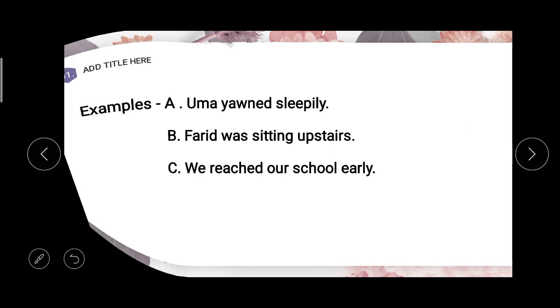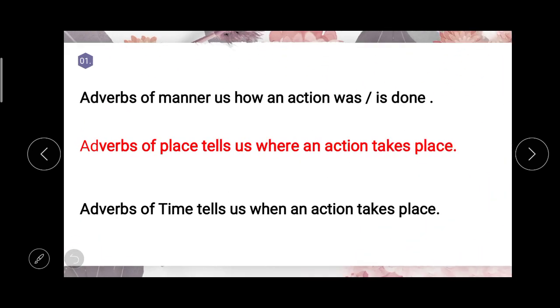So here, let me show you the definition of each of these three kinds of adverbs. Number one, adverbs of manner tell us how an action was or is done. Number two, adverbs of place tell us where an action takes place. And number three, adverbs of time tell us when an action takes place. So these are the three basic types of adverbs.